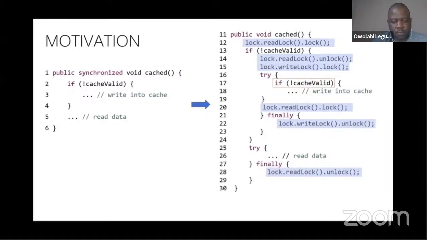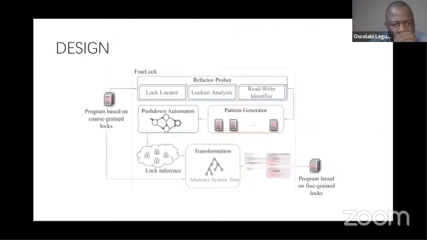The code indicates that when the cache has the data, the current thread only acquires the read lock instead of acquiring the write lock. It will get more concurrency.